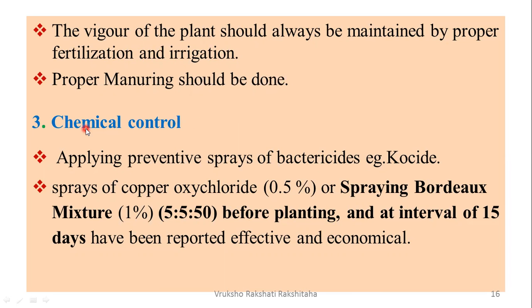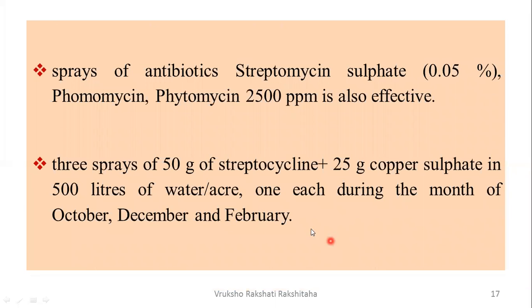The third method is chemical control. Applying preventive sprays of bactericides, for example copper oxychloride 0.5% or Bordeaux mixture 1%, in the ratio of 5:5:50, before planting in the orchards, and thereafter at an interval of 15 days has been reported to be effective as well as economical.